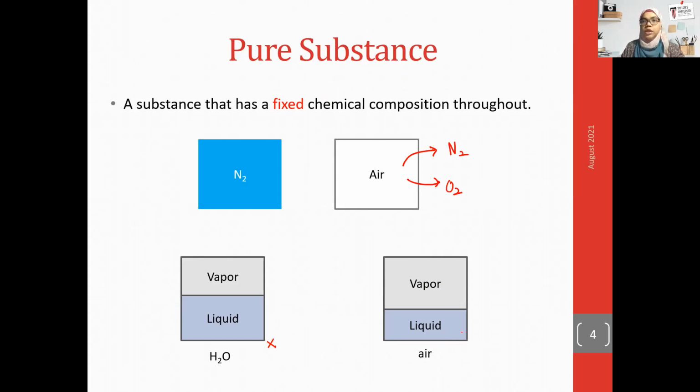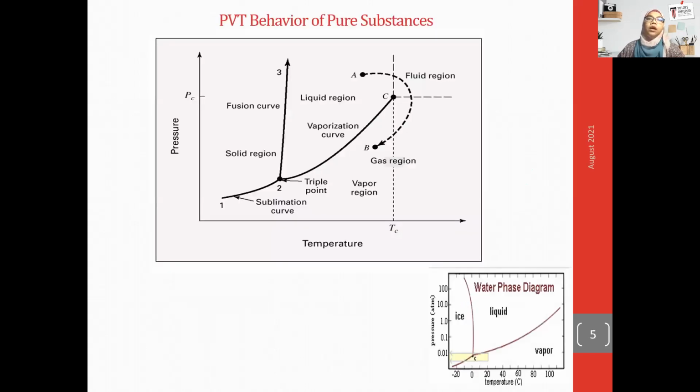Once we introduce heat, or maybe we increase the pressure in the system or in the vessel. Okay, the PVT behavior of pure substance, we already defined what a pure substance is. Let's move to the PVT behavior. The behavior of pure substance can be described by using the PVT diagram. For example, we have the PT diagram.